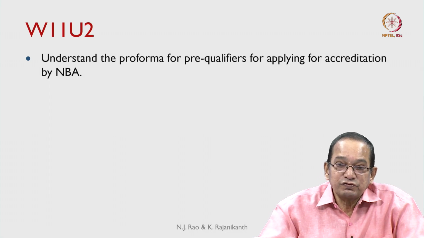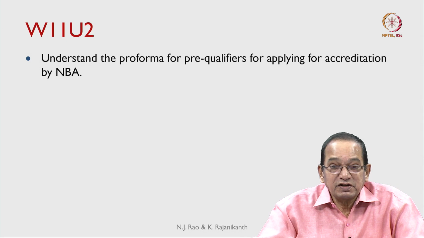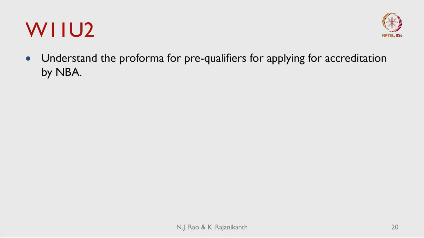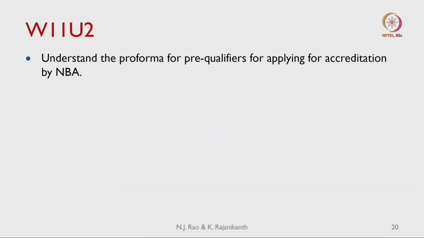Notice that most of it is just data except for vision and mission, which must have been formulated using certain processes, which would have been explained in Part B of the SAR. So, with that we complete the Part A of the SAR. Then in the next unit we look at the pre-qualifiers concept. What are pre-qualifiers and what is the pro forma for pre-qualifiers for applying for accreditation by NBA.